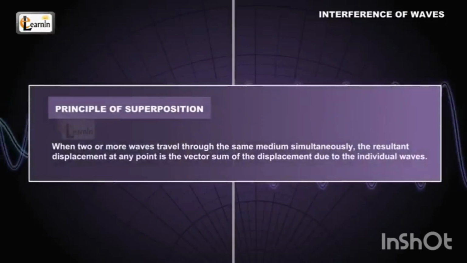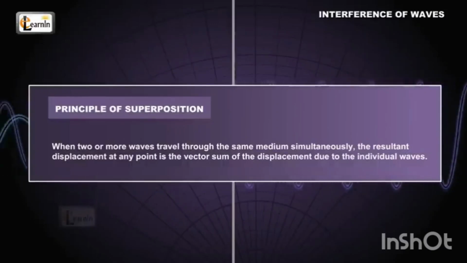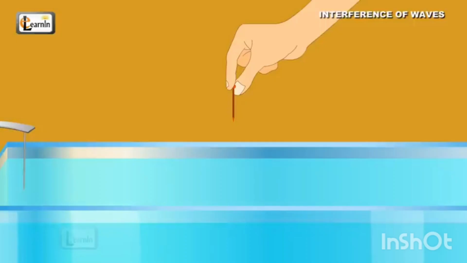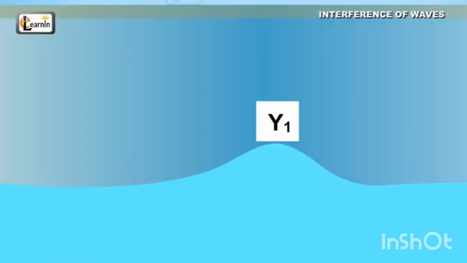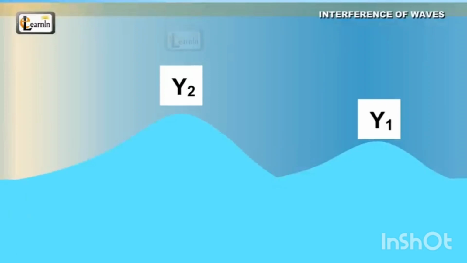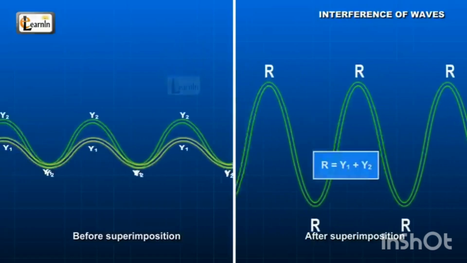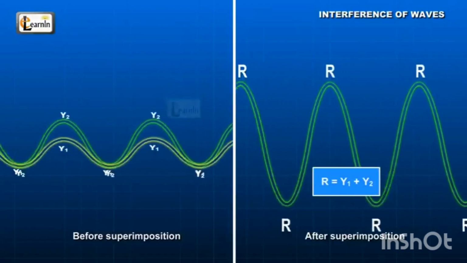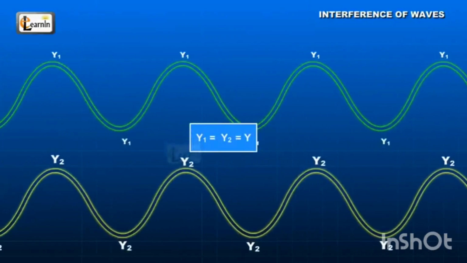The principle of superposition of waves states that when two or more waves travel through the same medium simultaneously, the resultant displacement at any point is the vector sum of the displacements due to the individual waves. In our case, the pins are dropped in a ripple tank. If y1 is the displacement caused at a point due to the first source, and y2 is the displacement caused by the second source, then the overall displacement r at the point of interference would be given by r = y1 + y2. When both sources have the same amplitude, then y1 and y2 would be equal to y.